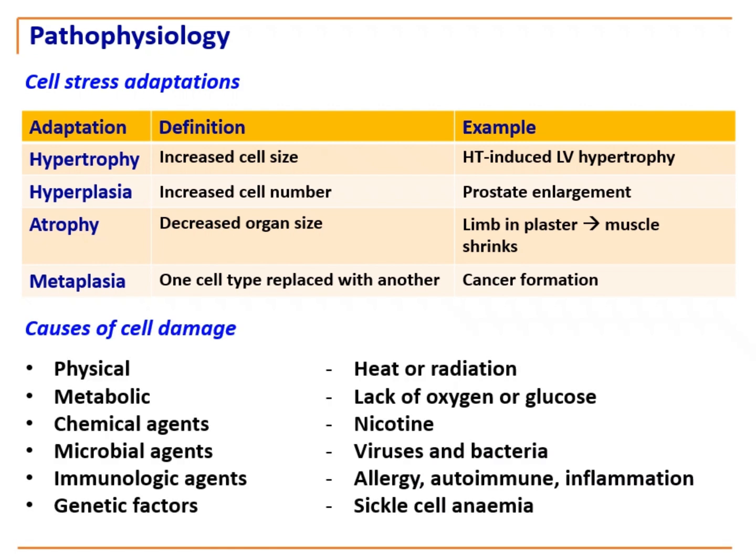And so there are lots of causes of cell damage, and I'm not going to just read out each of these because you know a lot of these. But the key things to think about: you can get physical damage, metabolic, radiation, lack of nutrients, nicotine and other chemical agents, microbial, so viruses, bacteria, and genetics are involved. So there are lots of various things that can lead to that cell damage, whether it's metaplasia, atrophy, hyperplasia, or hypertrophy.